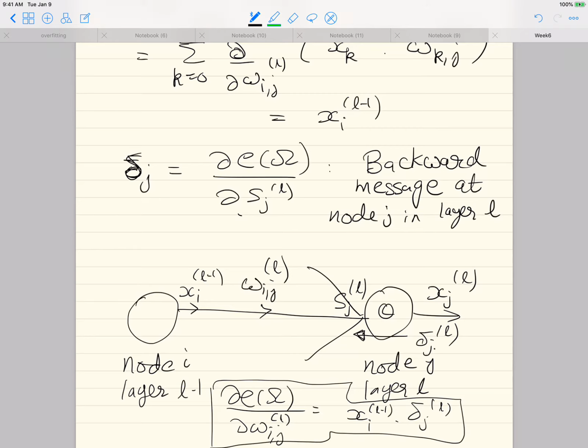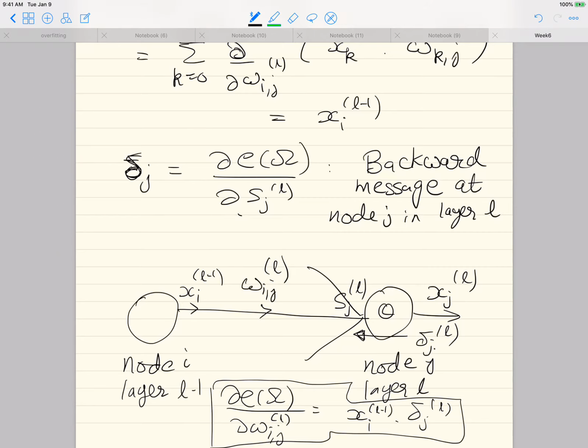So to compute the derivative of the loss function with respect to the weight Wij of L, you multiply the forward message on this edge coming from node I in layer L minus 1 and this backward message that we just defined, delta J of L, which is going back from node J in layer L. It's just a product of those two. So at each edge in the network, we will have a forward message and a backward message. And to compute the derivative with respect to the weight, all you have to do is multiply those two messages.